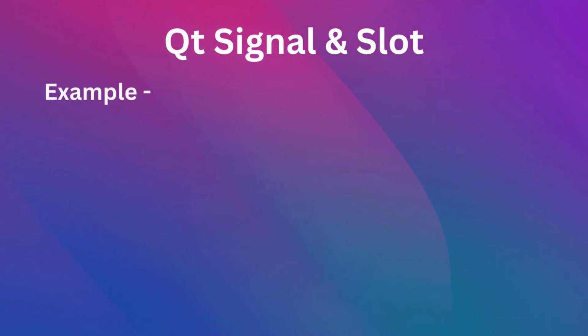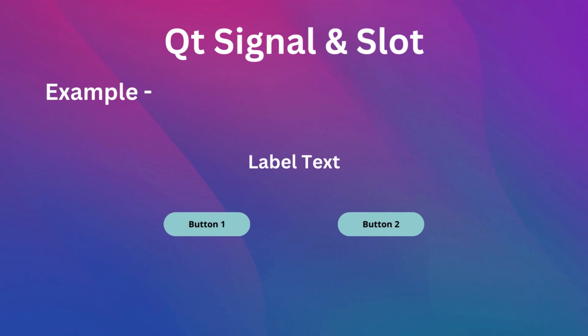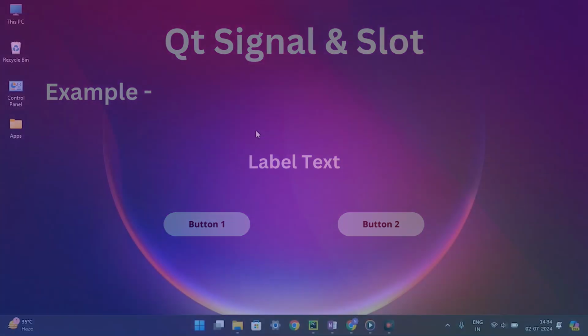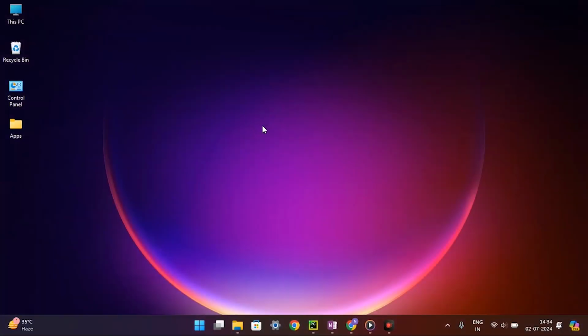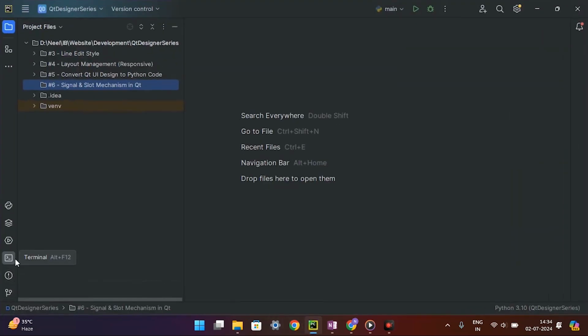Let's consider a practical example. Imagine you have two buttons in your application. When the first button is clicked, you want to hide the label. And when the second button is clicked, you want to show the label again. Both buttons emit a clicked signal, and the label has a slot to handle this signal and update its text. Let's see how to implement this in Qt Designer.